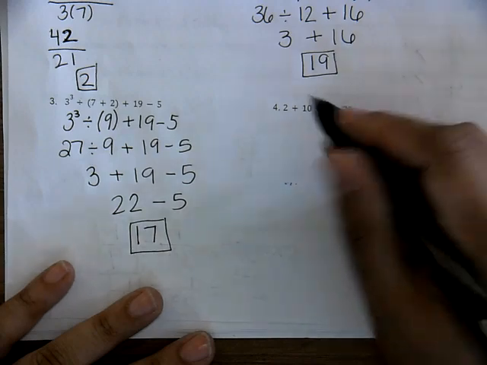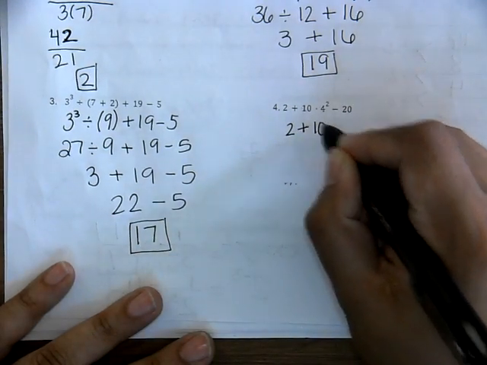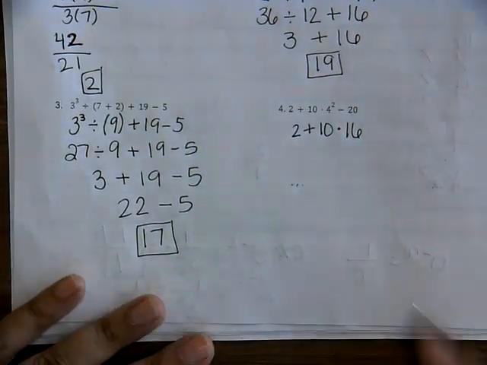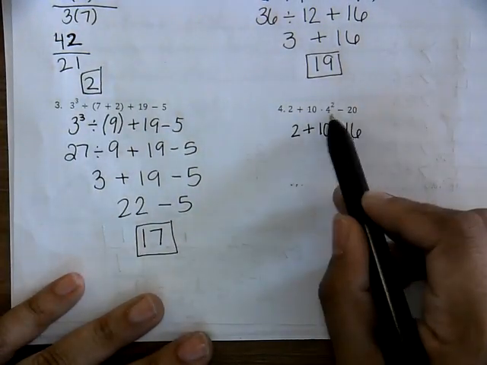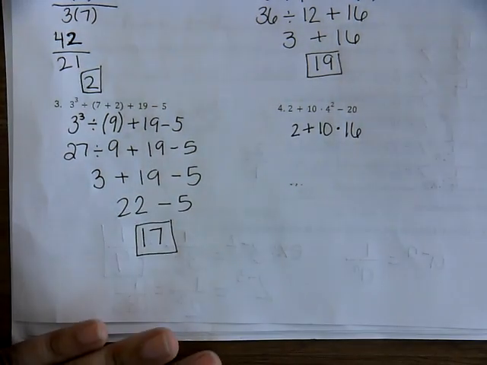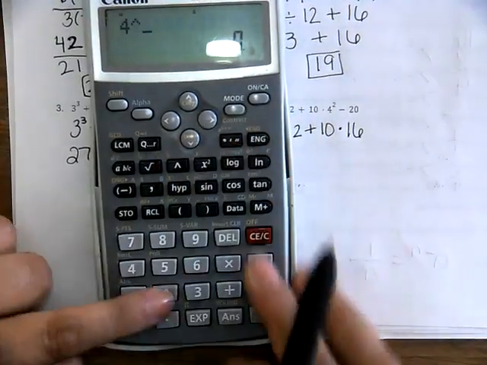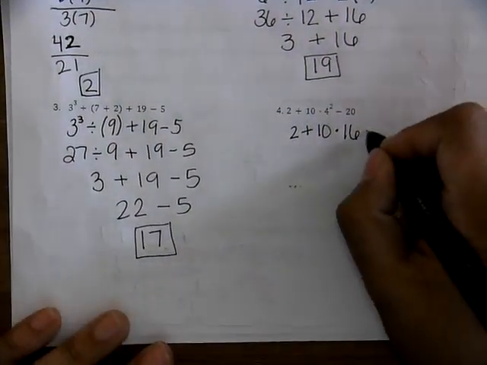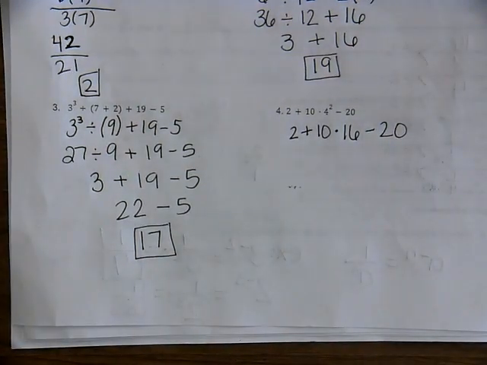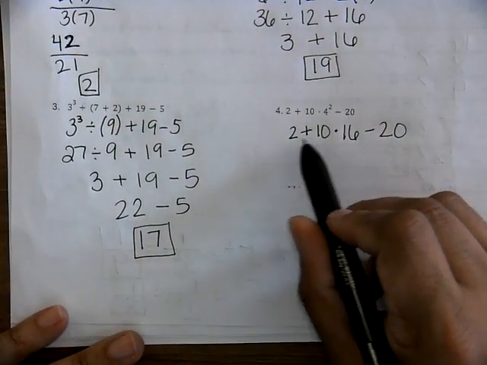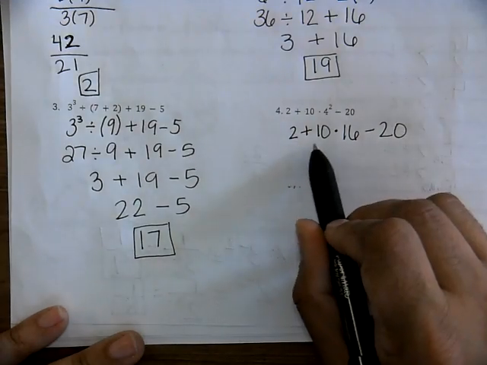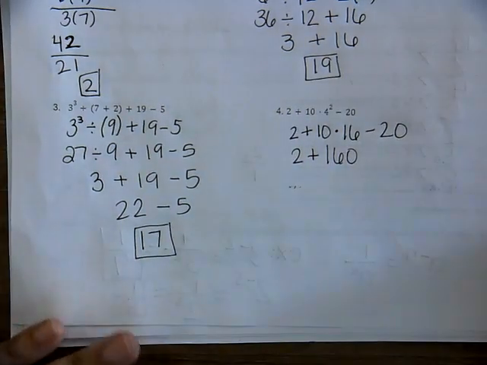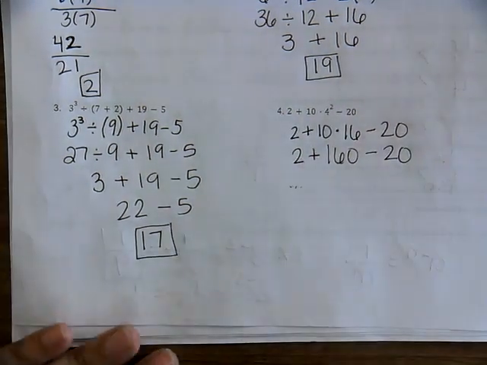All right, number 4, we have 2 plus 10 times 4 squared is 16, because now we have exponents right off the bat. There's no parentheses. If, again, you don't know what 4 squared is, use your calculator to double check: 4 squared is 16. Okay, and then there was a minus 20 still there. Now we are looking out for multiplication and division. So we see that 10 times 16 is 160. 2 plus 160 minus 20.